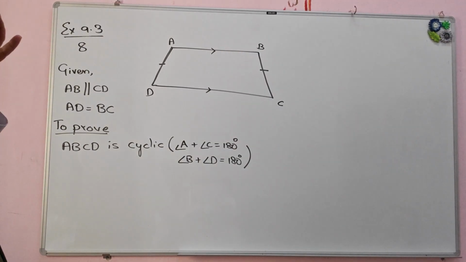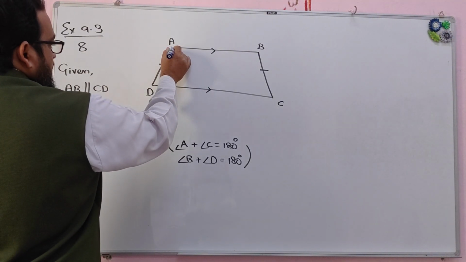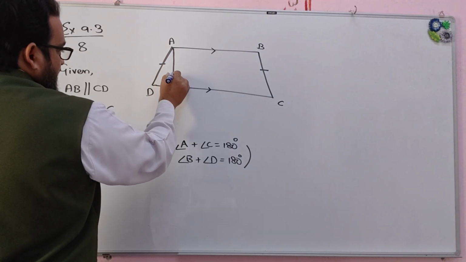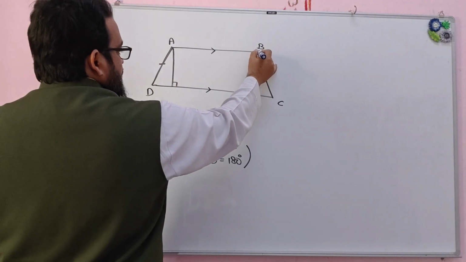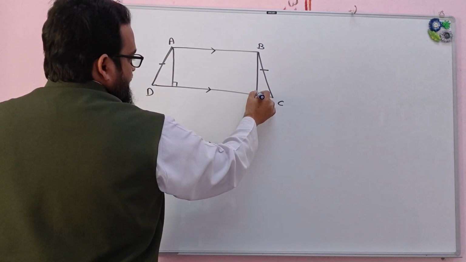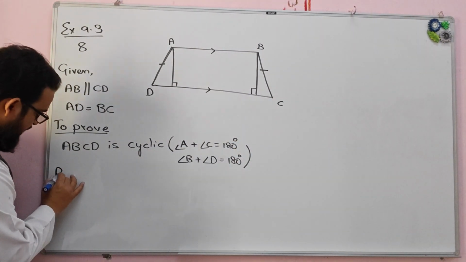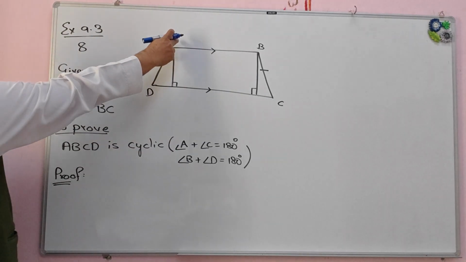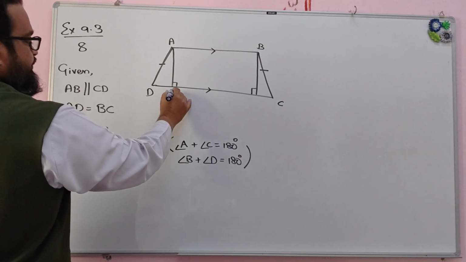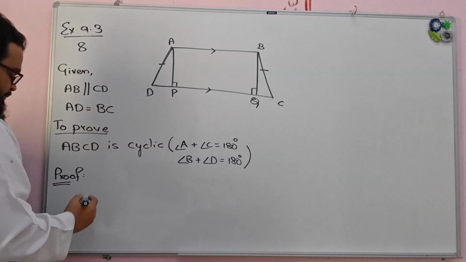Now what can be done? Here we have to prove. So let us draw altitudes of this trapezium. Altitudes will always be 90 degrees. Understood? From A and also from B, let us draw two altitudes. So proof. How are we going to start? Proof. Draw an altitude from A to DC.